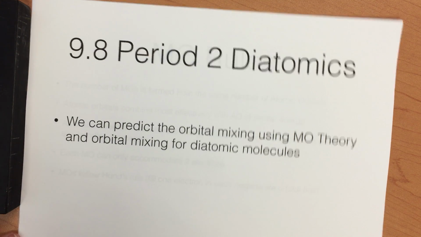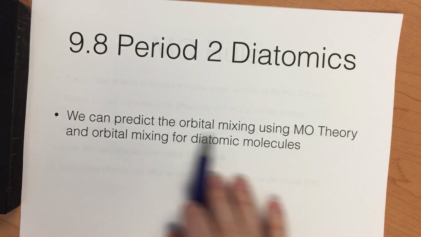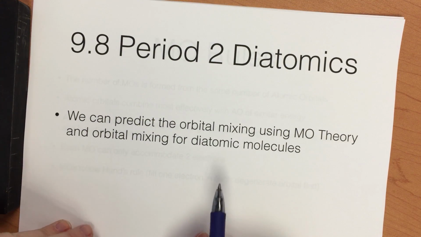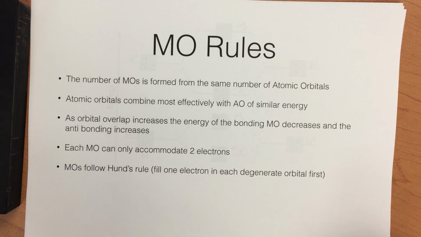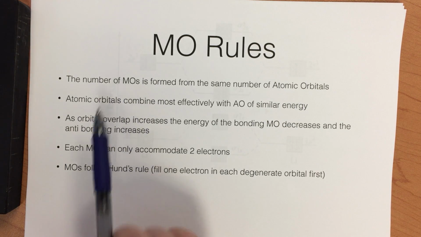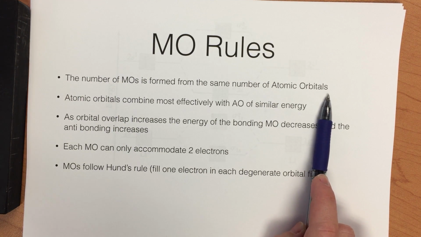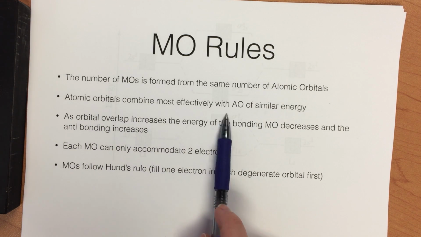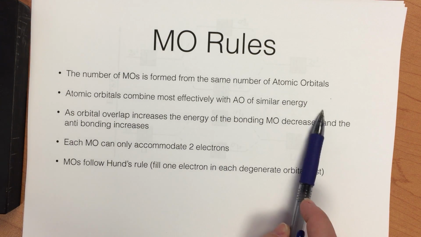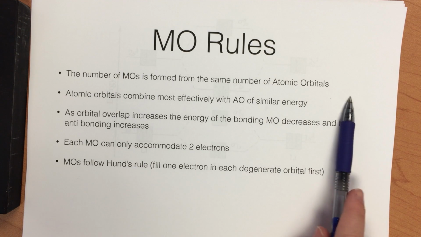Okay, last section. So for the period 2 diatomics, let's get something a little bit more complicated happening. So we can predict the orbital mixing using MO theory. Okay, so as always, when we talk about orbitals, we have a handful of rules. The number of molecular orbitals formed is the same as the number of atomic orbitals. This makes sense, right? When we created hybrid orbitals, the number of orbitals that went in was the same number of atomic orbitals, okay? Atomic orbitals combine most effectively with atomic orbitals of similar energy. So if we want to combine an atom, we need similar orbitals to interact with one another.